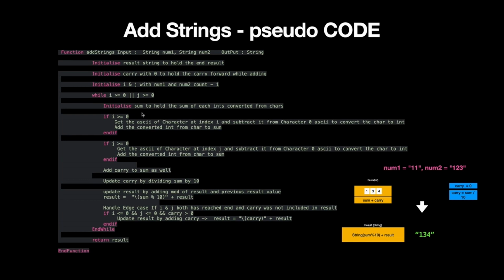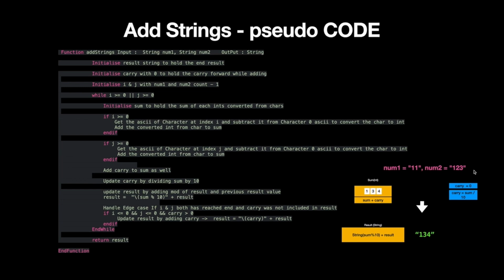So what we do in the loop, we will have sum, and in the sum, we have to identify if i is greater than 0 or not. If i is greater than 0, then in num1 we take the character and convert it into an integer by deducting character 0 from this character. Once we have that, we'll add that into our sum. Similarly we will do for num2 also with j. We will deduct character 0 from it, and we will add that number in our sum, right?